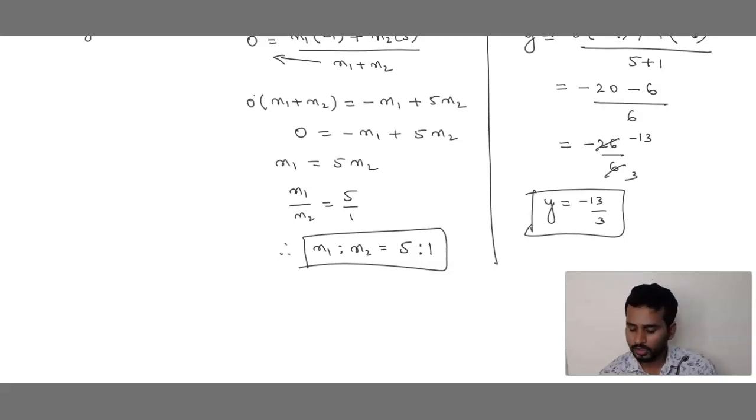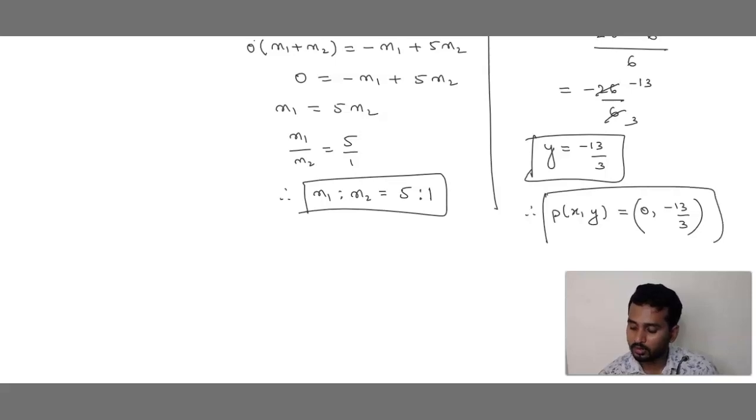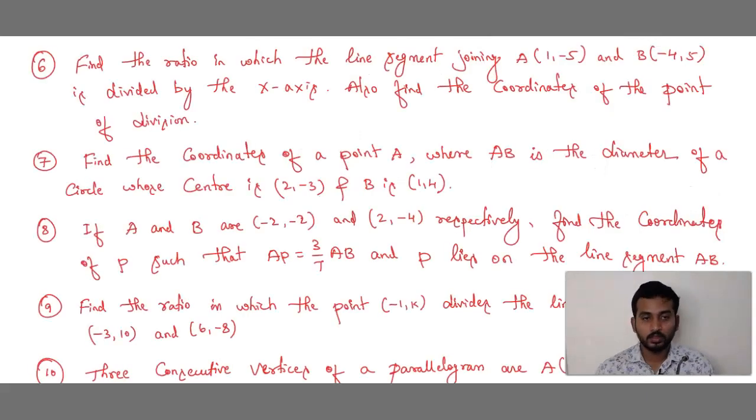Now we can say what the coordinates are. Therefore, P of x comma y is equal to 0 comma minus 13 by 3. So this is the coordinates value. I hope you all have understood this problem also. See children, these are the questions you can practice by yourself. In case you are not finding the solution, you can ask me. I will clarify your doubt.